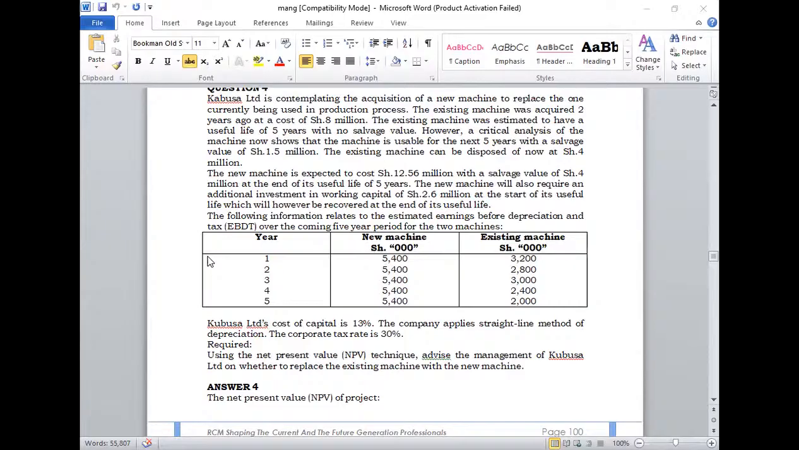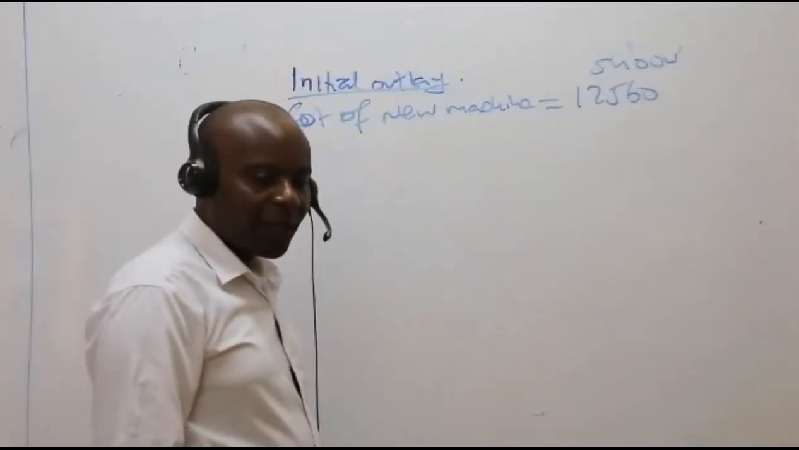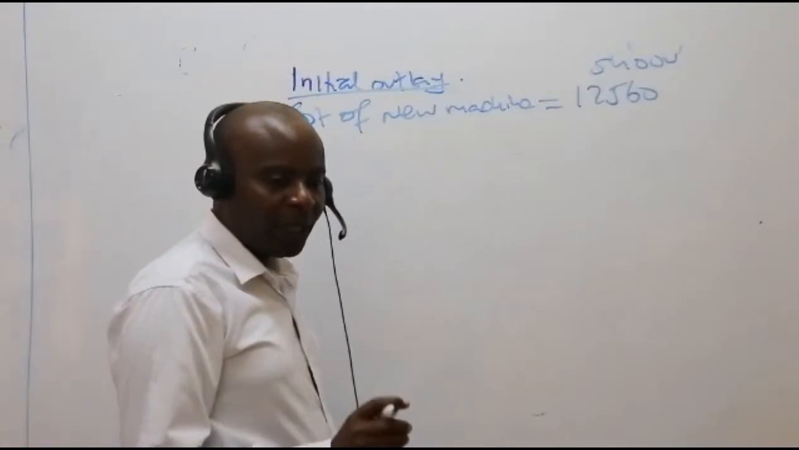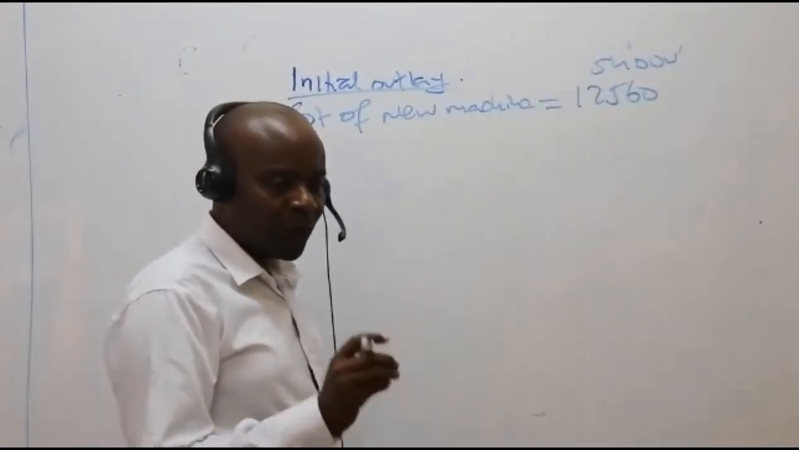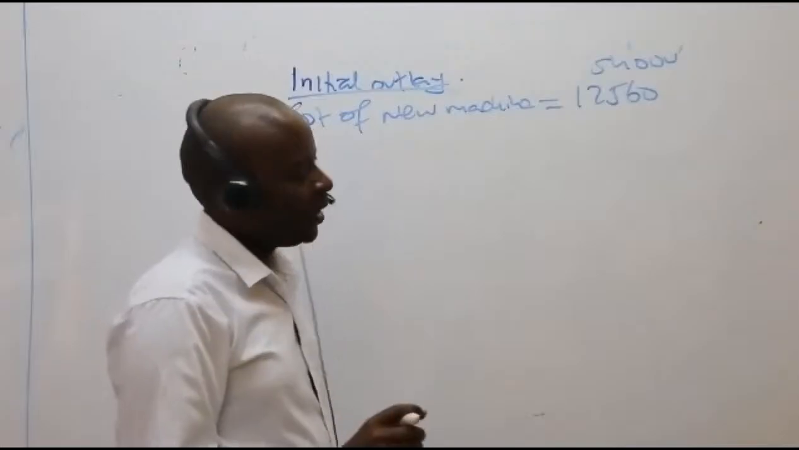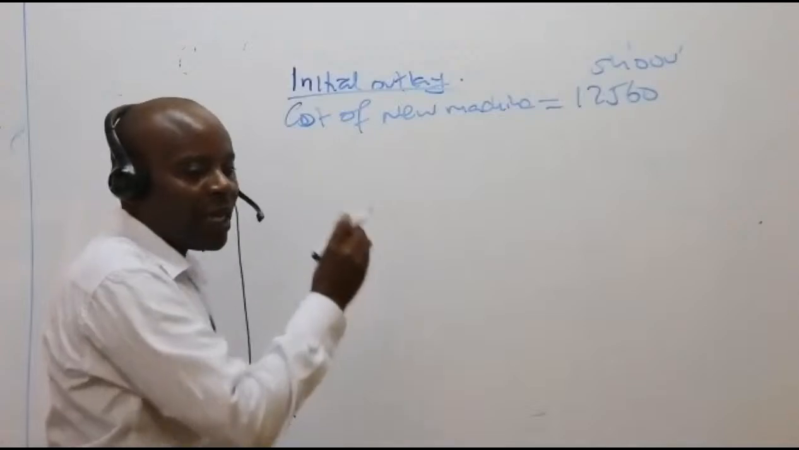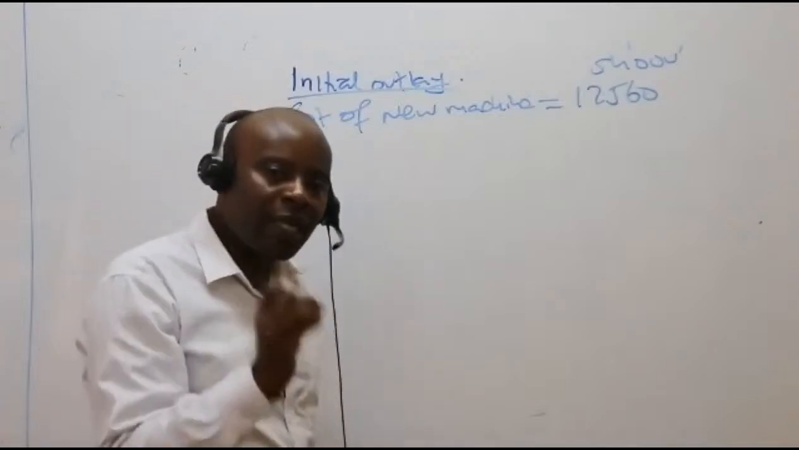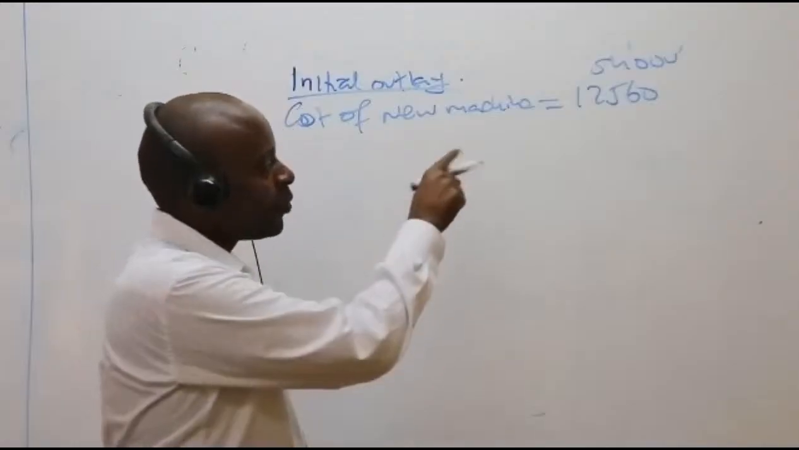Okay, so ladies and gentlemen, now here we are. We've been able to get cost of the new machine. It is 12,560. Now from there we've seen the concept of what? We've seen the concept of working capital. This machine is not coming to run itself.